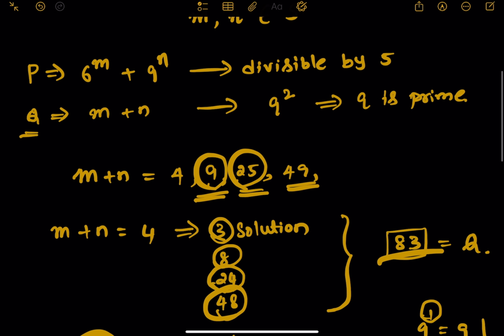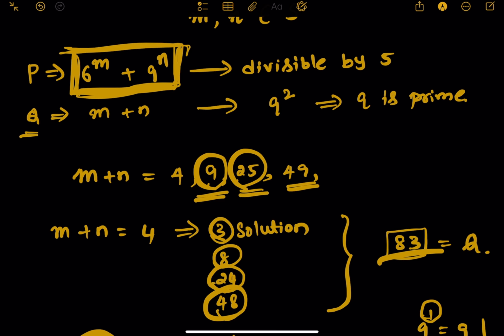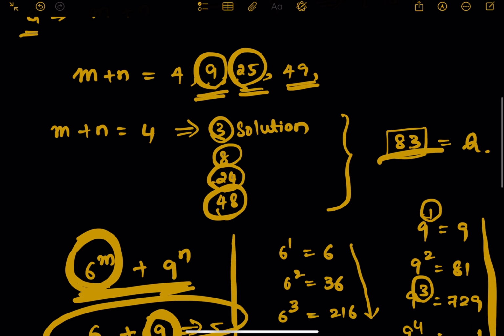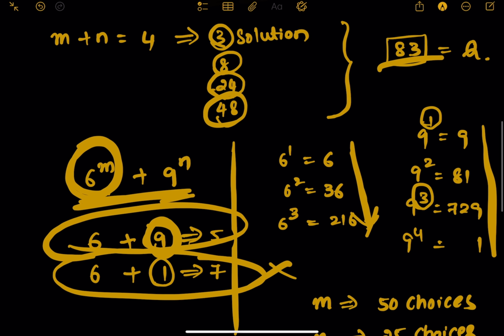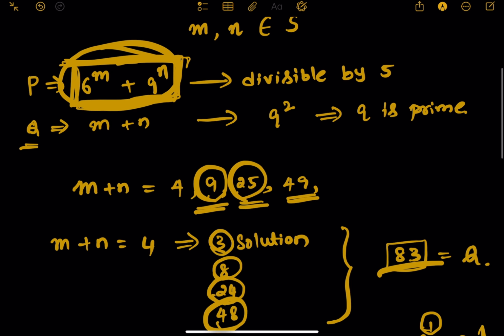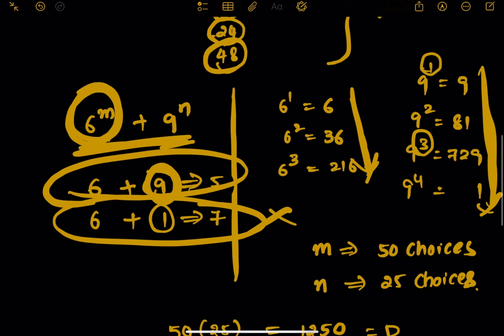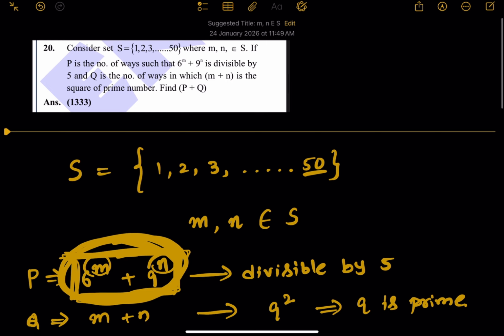1,333. The takeaway from this question should be that you should not get scared by seeing these kinds of expressions, and you should not get lost thinking about how to know whether this quantity is divisible by 5 or not. You just have to make some small observations like this. Just start writing. Let's see what happens for the small powers of m and n, and then you will instantly get the idea. All right, so this is about this question.